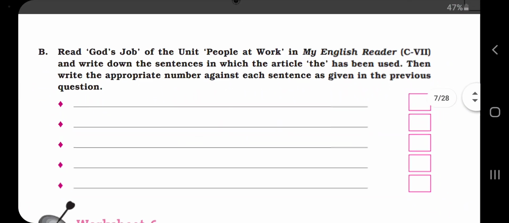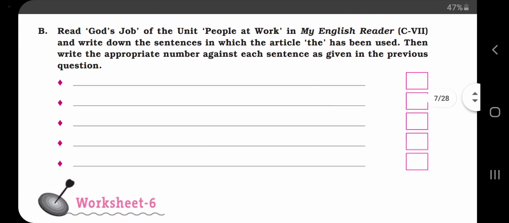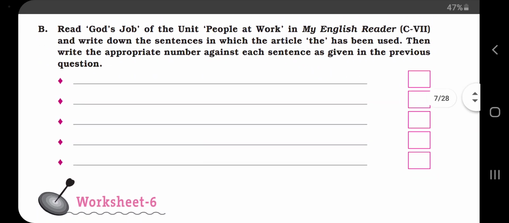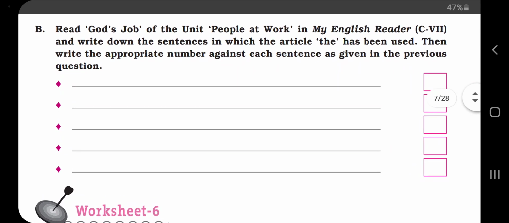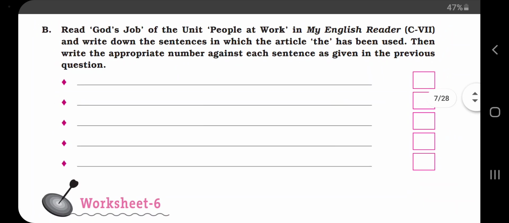Read, you have to go through the chapter People at Work of English Reader, and there is one small story about a person who was thinking, sitting under the tree of walnut, that how come the big tree produces small walnut and the big watermelon is hanging on the weak stems. Chalo, to read we have to find now.